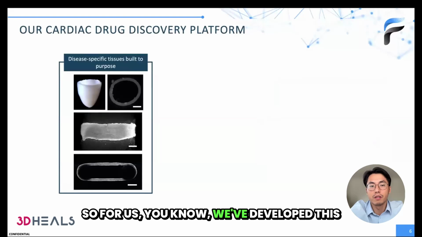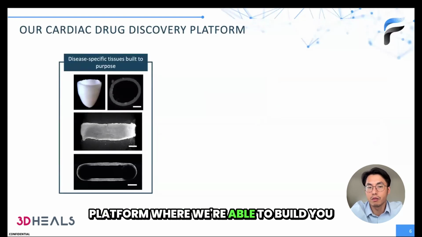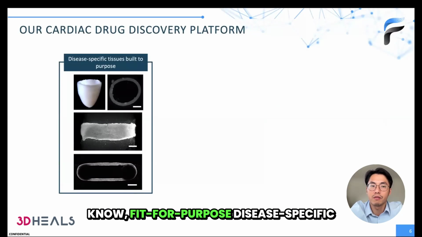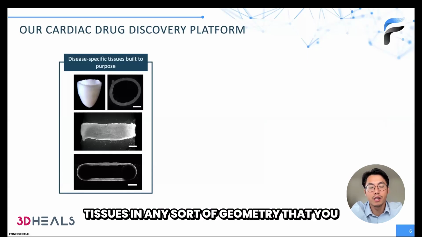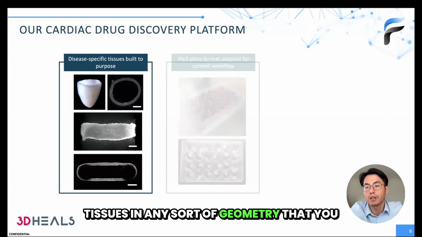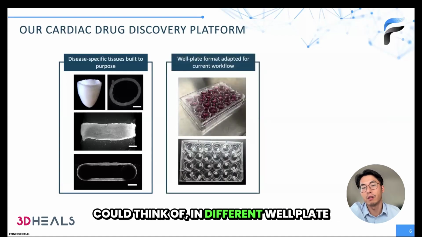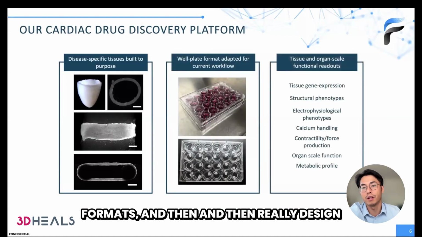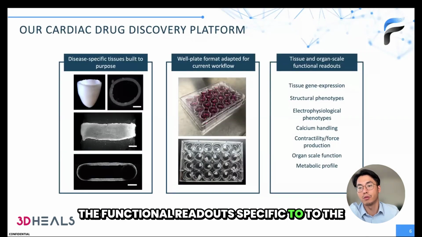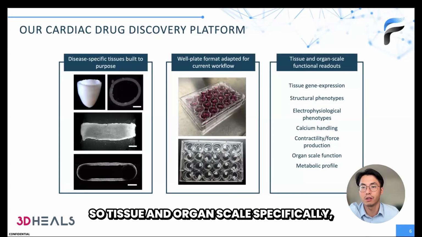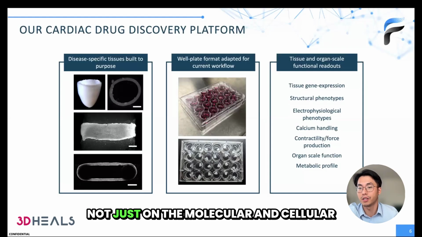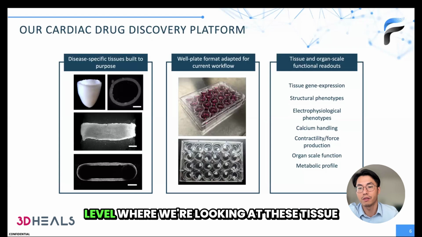So for us, we've developed this platform where we're able to build fit-for-purpose, disease-specific tissues in any sort of geometry that you could think of, in different well plate formats, and then really design the functional readouts specific to the tissues themselves. So tissue and organ scale specifically, right? Not just on the molecular and cellular level, where we're looking at these tissue level functions.